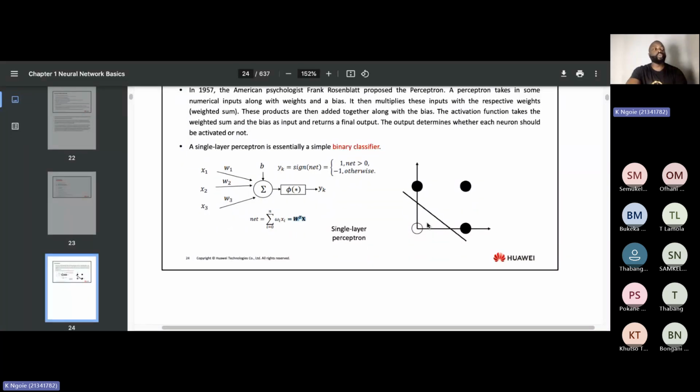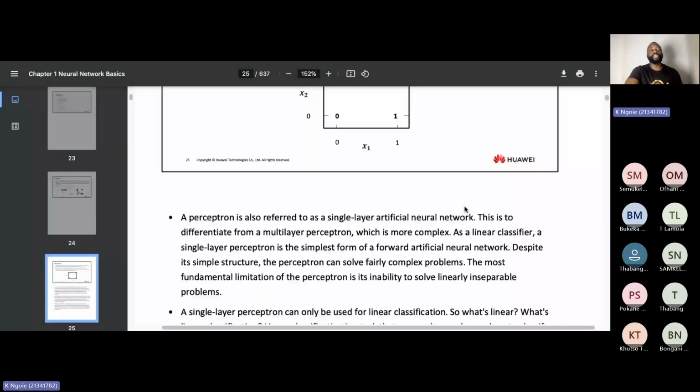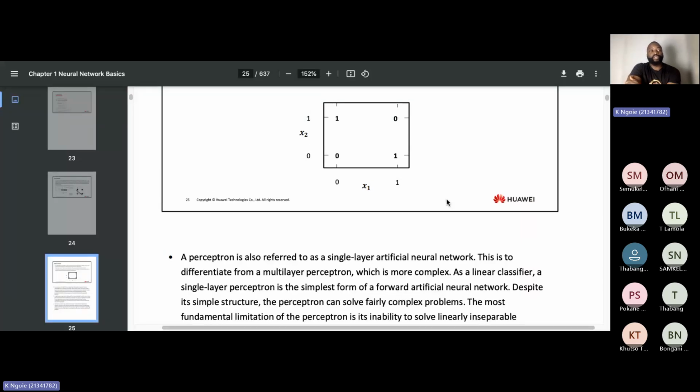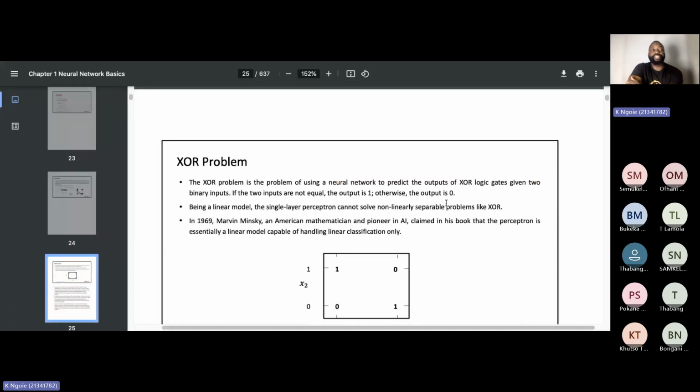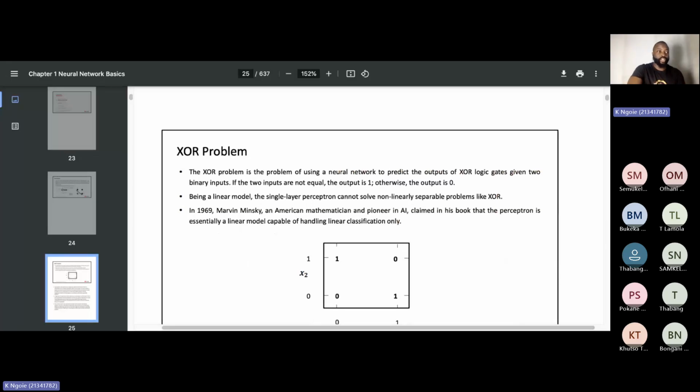All right. So now the perceptron was not able to solve some of the issues, such as what we call the XOR, which is the exclusive OR. The exclusive OR means that the two inputs must be opposite.